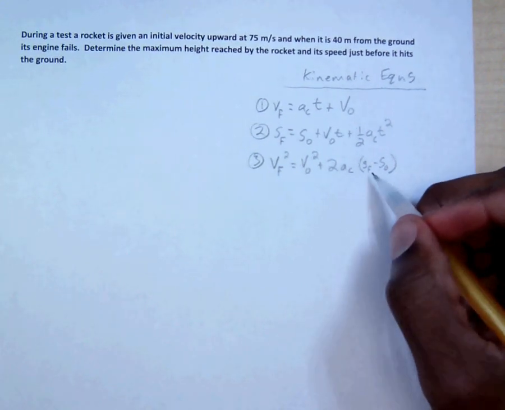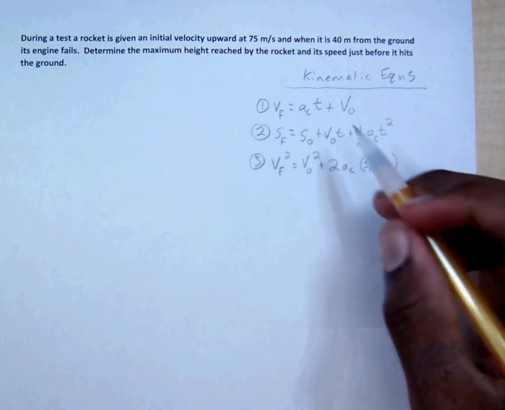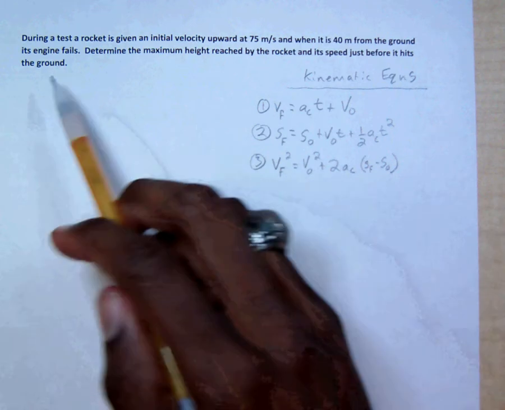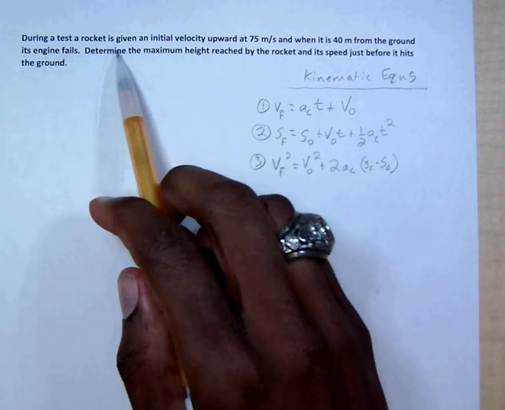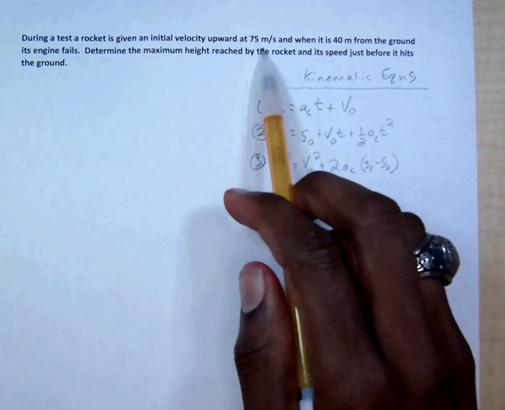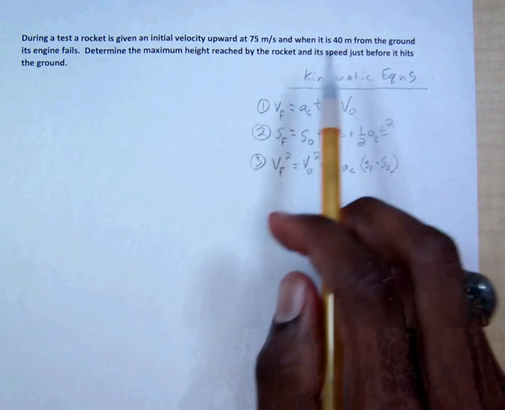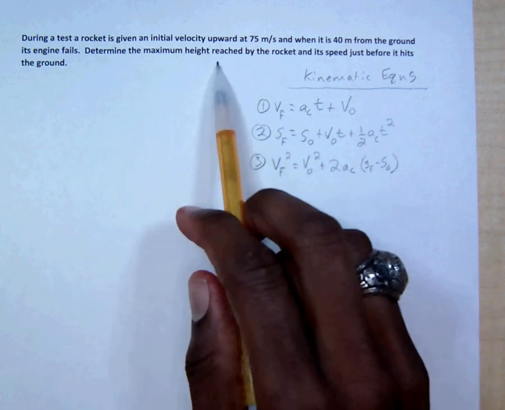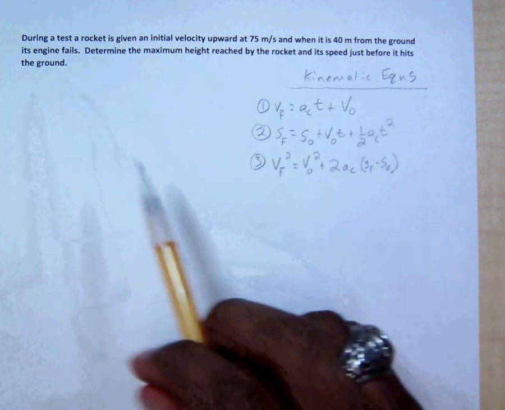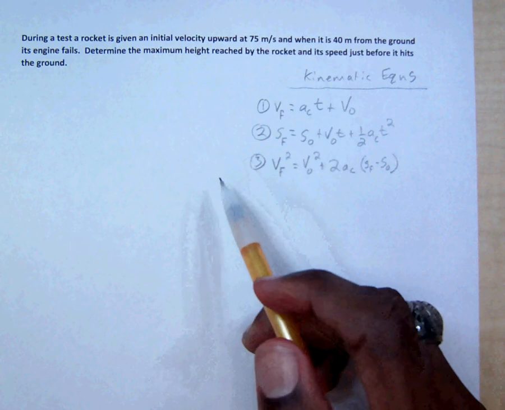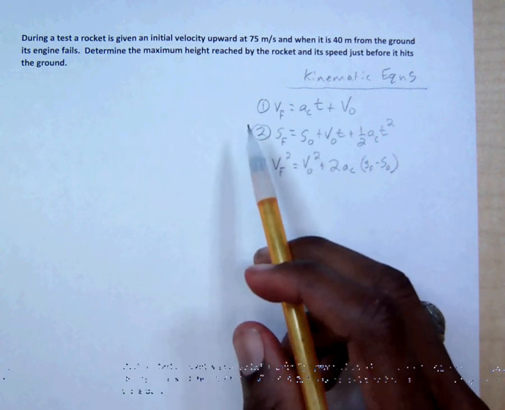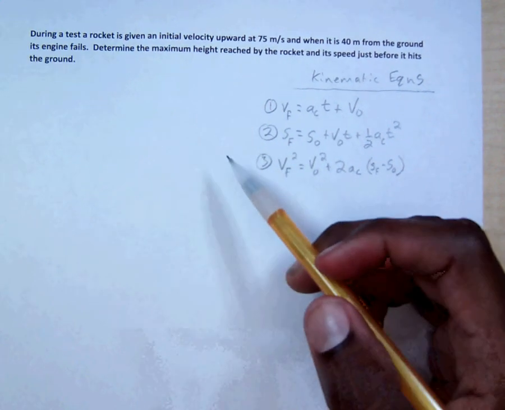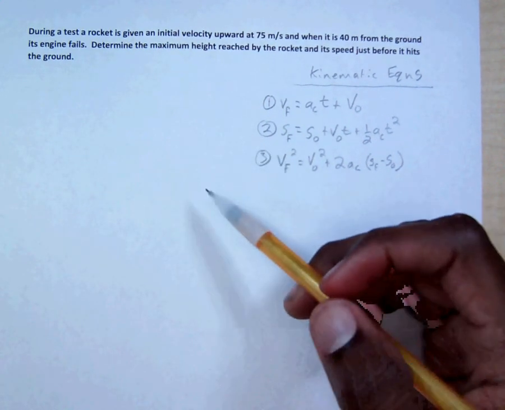The first thing you need to do when attacking a dynamics problem or a kinematics problem like this is to read the problem and try to understand it. Here we see that during a test, a rocket is given an initial velocity upward at 75 meters per second, and when it is 40 meters from the ground, the engine fails. We're supposed to determine the maximum height and its speed just before it hits the ground. So two things. After we read it and understand what's going on, it's best to draw a diagram to help you organize your information.